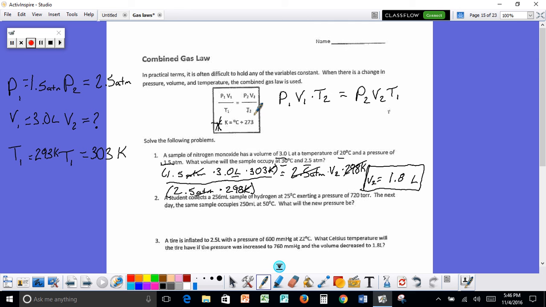Now, we can go ahead and look at the inverse and direct relationships and see which one caused the bigger change. Not so much worried about that, but I am worried about you setting the problem up correctly and coming up with the right units for your answer.